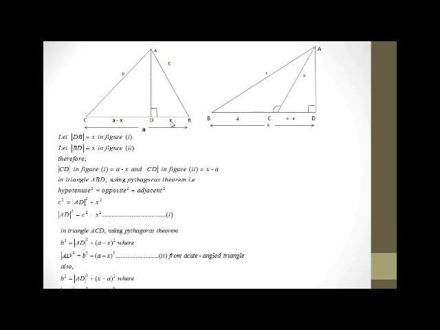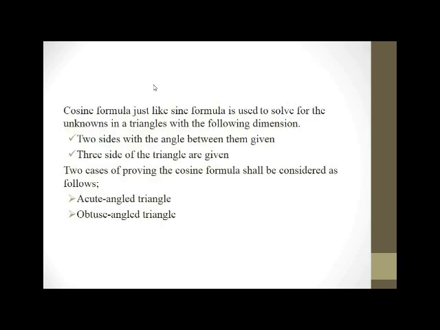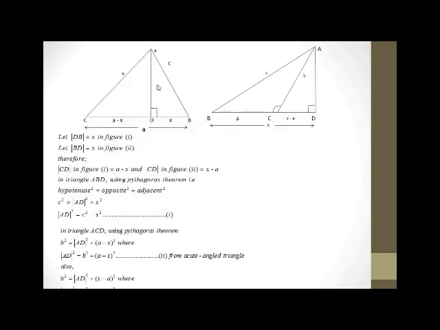Then equal to, what is the opposite? Because this is the acute angle we are talking about, which is angle B, it is facing this line AD. That is the reason why line AD is the opposite, plus x squared, which is the adjacent. Then if we make AD the subject of the relation, we are going to have AD squared equals the hypotenuse, which is c squared, minus x squared. That is equation 1.